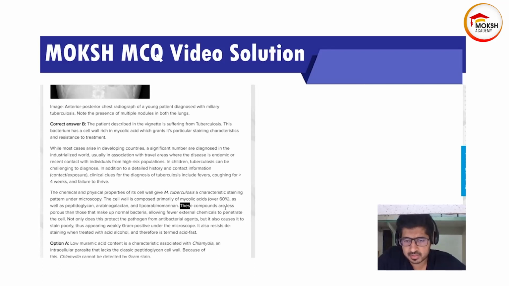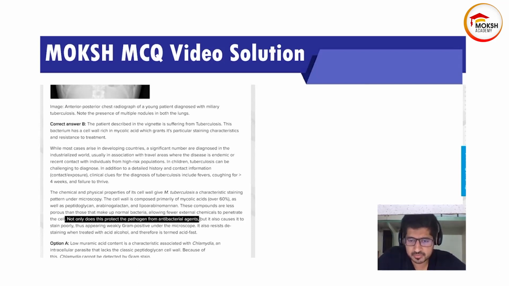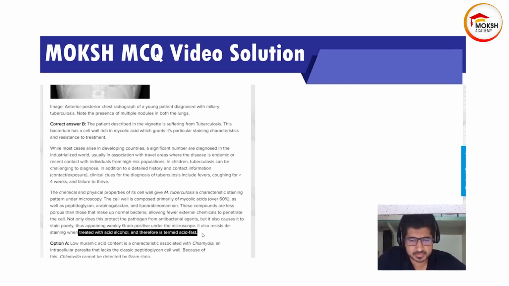Now, what mycolic acid does is make the cell wall less porous, and this makes it difficult for the gram stain to penetrate it. It not only protects the pathogen from antibacterial agents, but it also causes it to stain poorly. That is why it is weakly gram-positive. It also resists de-staining when treated with acid alcohol. Therefore, it is termed acid-fast. This is the reason why it is acid-fast.